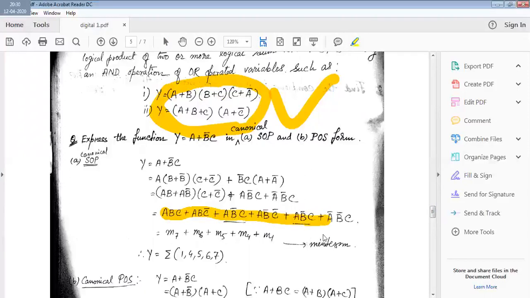And now, a bar, b bar, c is 001, that is M1, the first one.